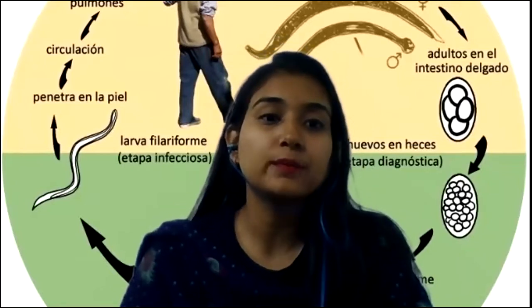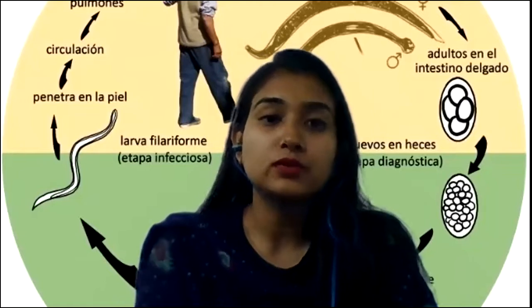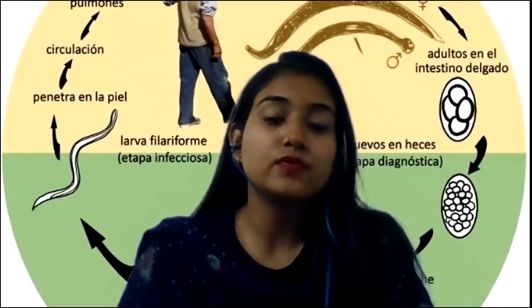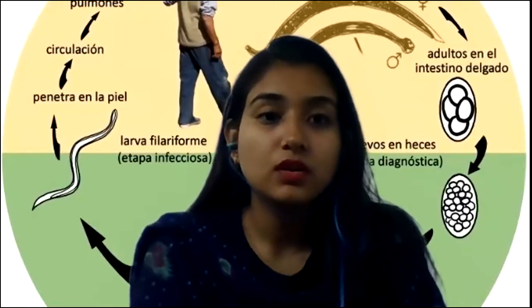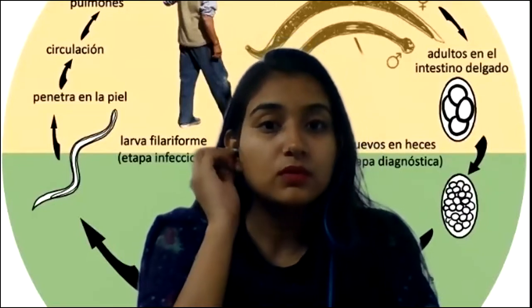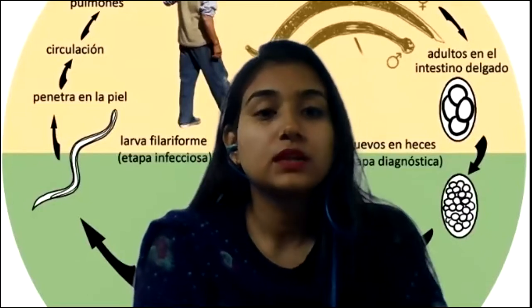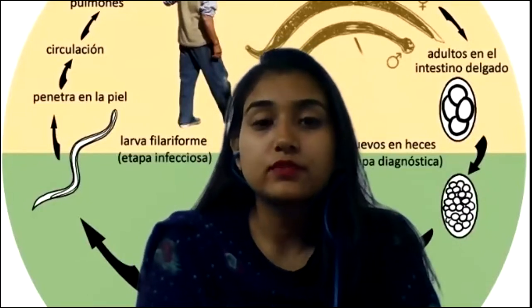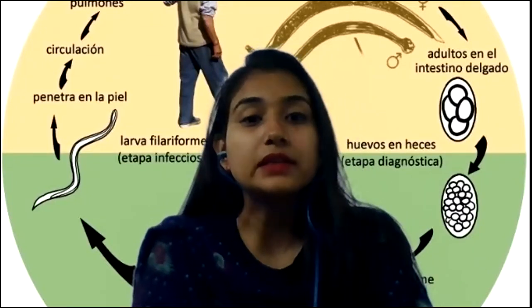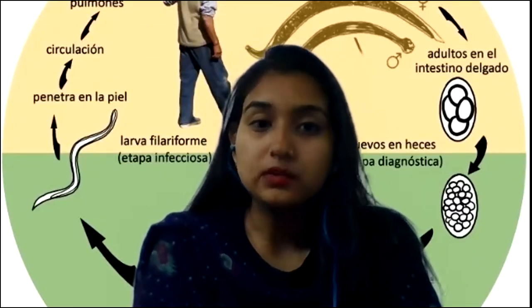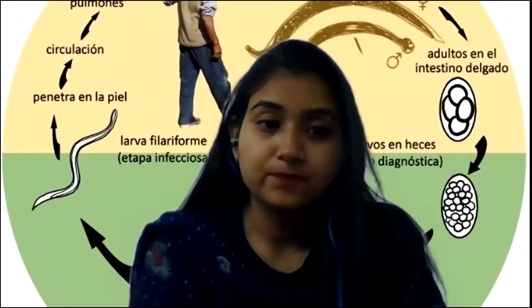So, my today's topic is Ancylostoma duodenale. Firstly, let's start with the introduction. The common name is the old world hookworm. The parasite was first discovered in 1838 by an Italian physician, Angelo Dubini.